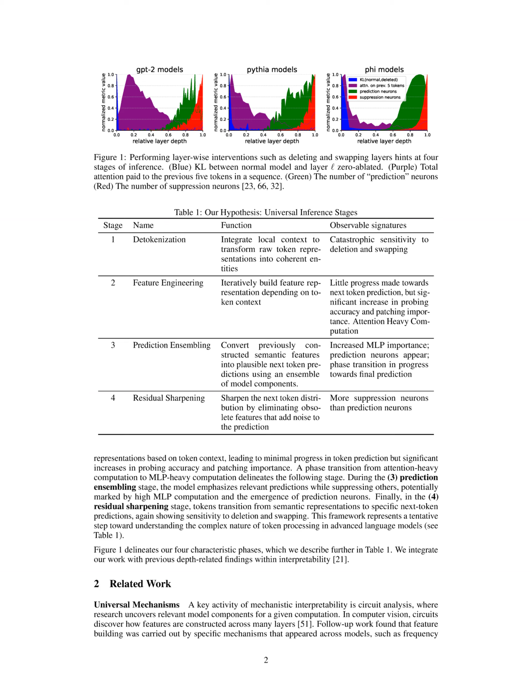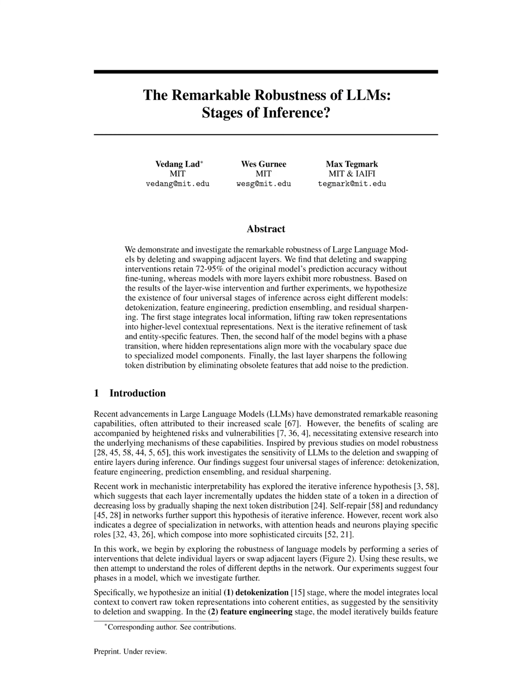Understanding these stages can provide insights into how language models process tokens and make predictions, potentially leading to more efficient model training and optimization strategies. Additionally, the method allows for the identification of specialized components within the models, such as prediction and suppression neurons, which play crucial roles in the prediction ensembling stage.